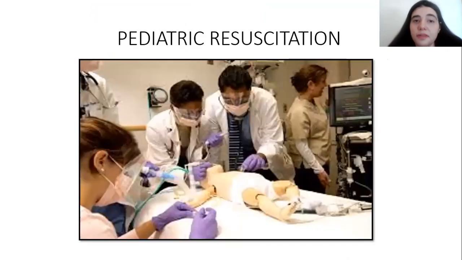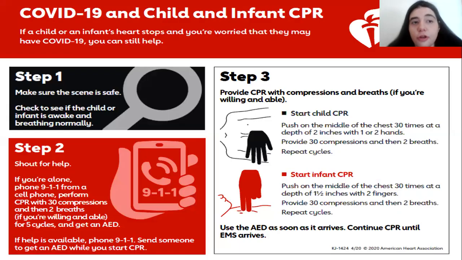Okay, for the pediatric population, first, of course, if a child or an infant's heart stops and you're worried that they may have COVID-19, you can still help. You have to make sure that the scene is safe, check to see if the child or infant is awake and breathing normally, and provide CPR with compressions. If it's a child, push in the middle of the chest with a depth of 2 inches, and provide 30 compressions and then 2 breaths if you want to, and repeat the cycles.